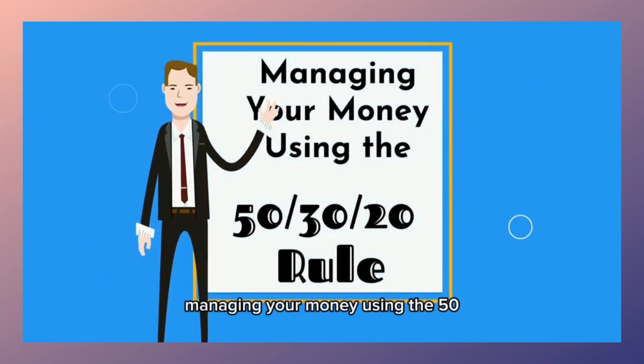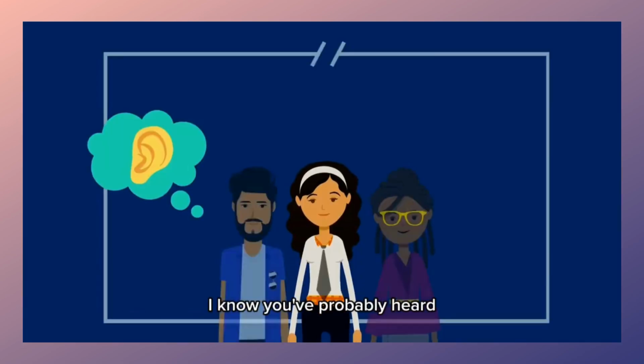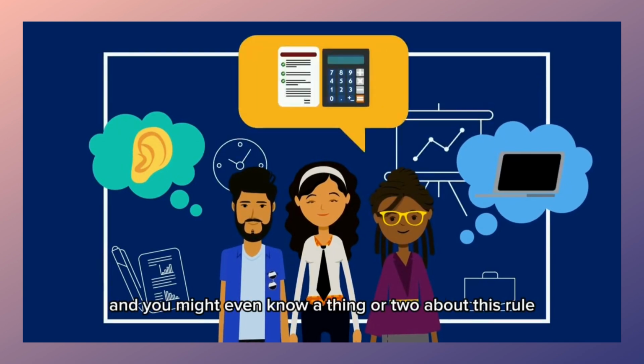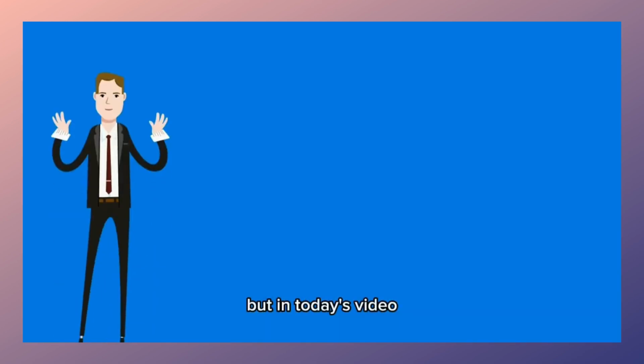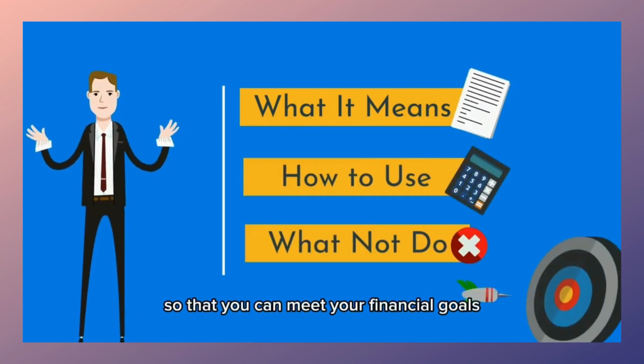Managing your money using the 50-30-20 rule. Today, we're talking about the 50-30-20 budget rule. I know you've probably heard or maybe come across this rule before, and you might even know a thing or two about it. But in today's video, we will explain exactly what this budget rule means, how to use the rule, and what not to do, so that you can meet your financial goals.